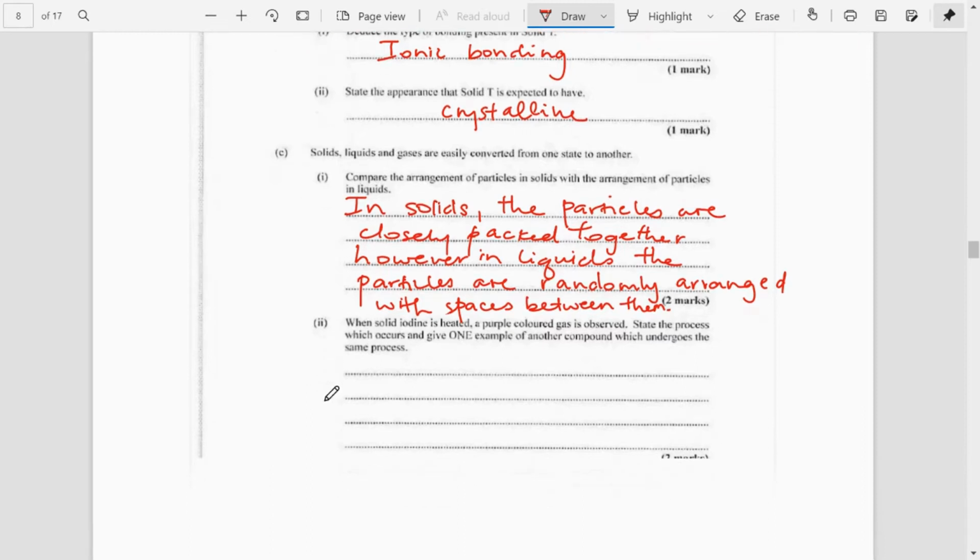When solid iodine is heated, a purple colored gas is observed. State the process which occurs and give one example of another compound which undergoes the same process. Now, this process from solid to gas, of course, is sublimation. And another compound that undergoes sublimation is ammonium chloride.